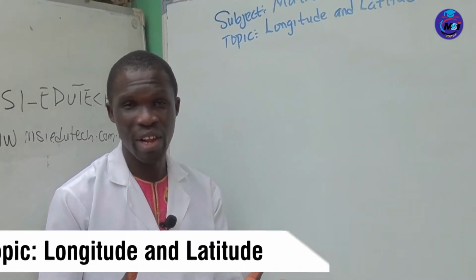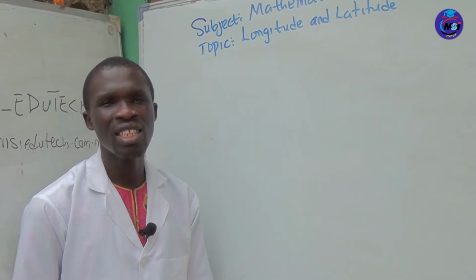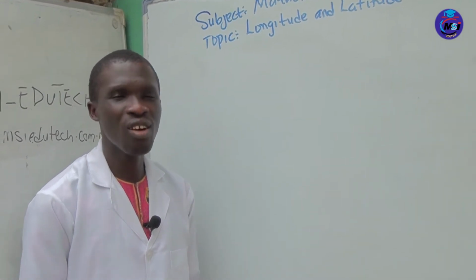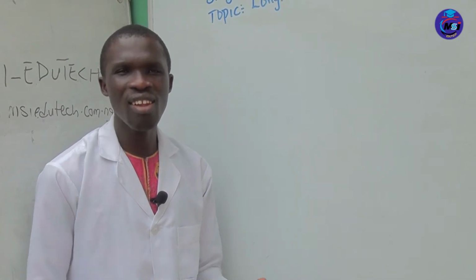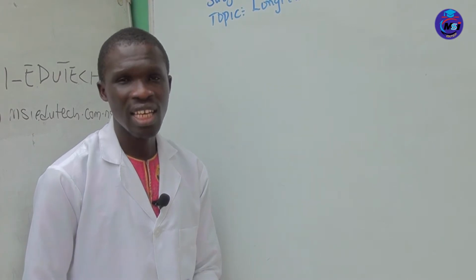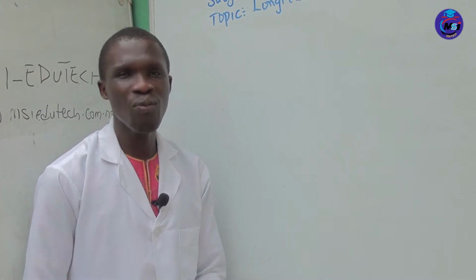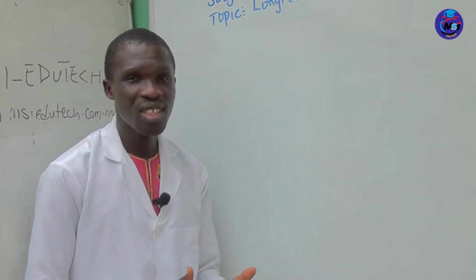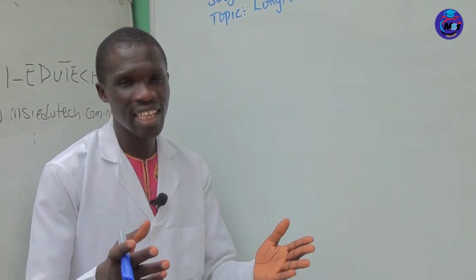Today we want to look at this topic, longitude and latitude. Don't be afraid. It's very simple. At the end of this class, you'll be able to find the longitude and the latitude. You'll be able to find the distance along the great circle, and the distance along the small circle. You'll be able to find the speed. You'll be able to find the distance and a lot more.